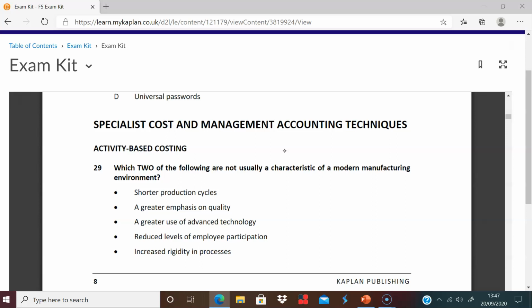Modern manufacturing is, if you like, lean manufacturing, just in time policies, automation, so to speak. And we are getting better at reducing waste, measuring costs and the causes, the drivers of those costs. What we would typically do is look for the characteristics, so by process of elimination we can find out which ones aren't usually characteristic. So what do we tend to see with modern manufacturing environments?